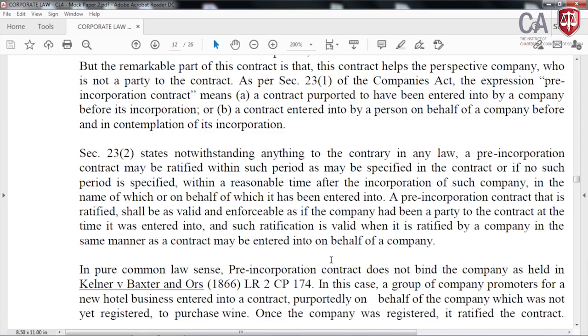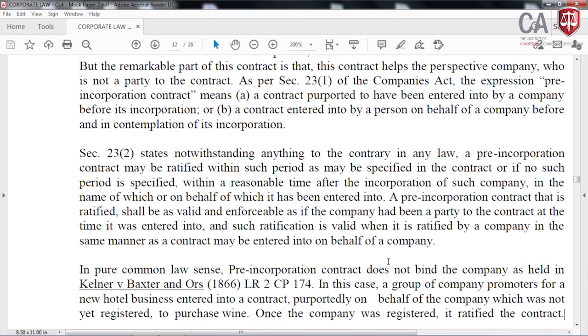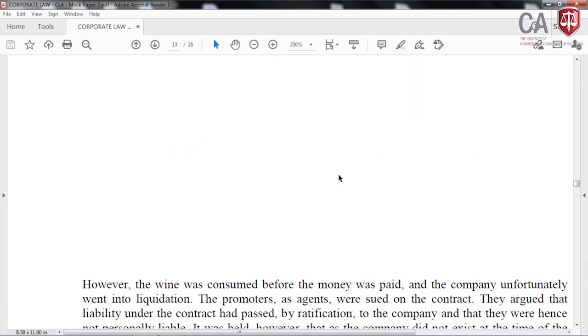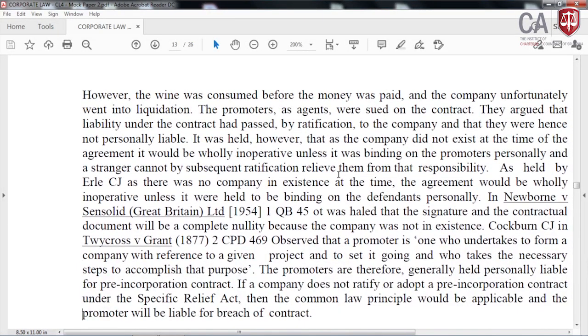In the pure common law sense, a pre-incorporation contract does not bind the company, as held in Kellner versus Baxter. It is a very old common law situation. In this case, a group of company promoters for a new hotel business entered into a contract purportedly on behalf of the company, which was not yet registered, to purchase wine. Once the company was registered, it ratified the contract. However, the wine was consumed before the money was paid, and the company unfortunately went into liquidation.